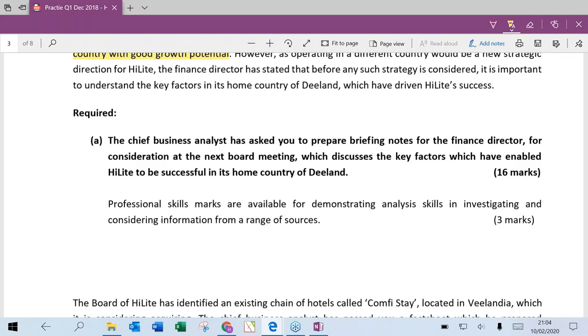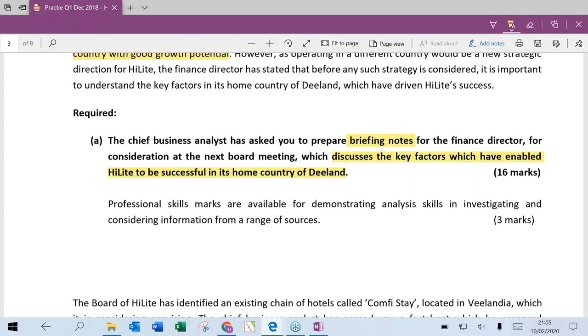What do we look at? First of all, we look at what format is required. So, do you know what format is required? Briefing notes. And then, what exactly are we supposed to do? Discuss the key factors which have enabled Highlight to be successful in its home country of D-land. So, first of all, do you guys agree that Highlight was successful in its home country? Yes or no? Absolutely yes, right? So, it is definitely successful.